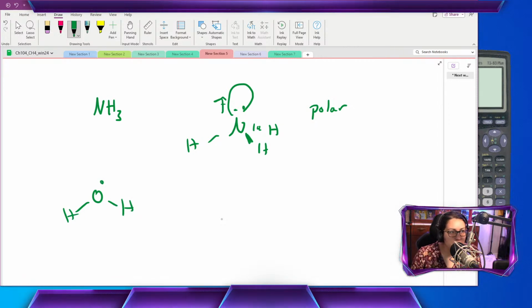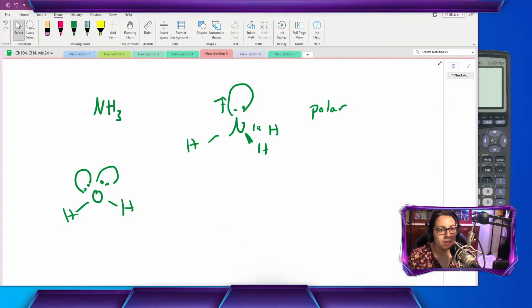Same thing for water. I'll go ahead and draw that structure out. And again, we can see how we have these lone pairs on one side causing that unevenness.